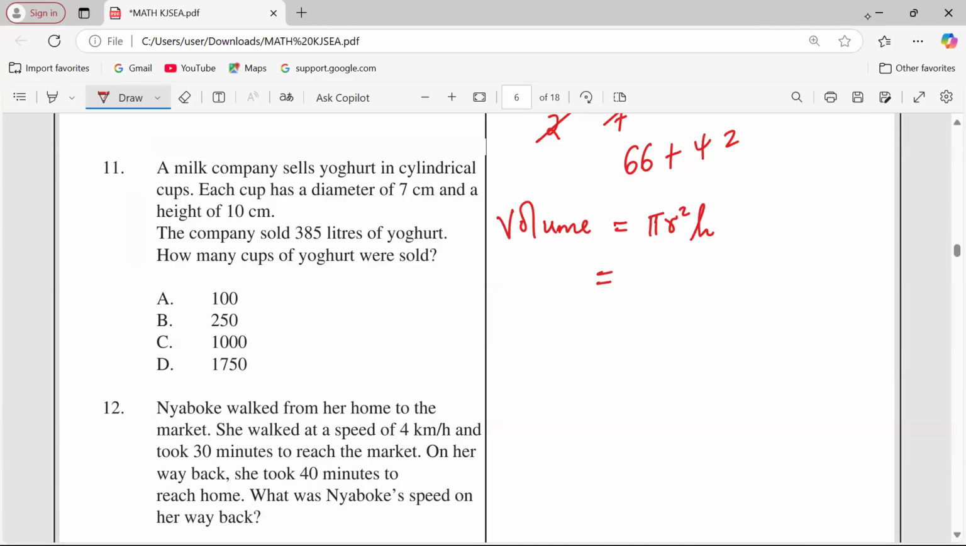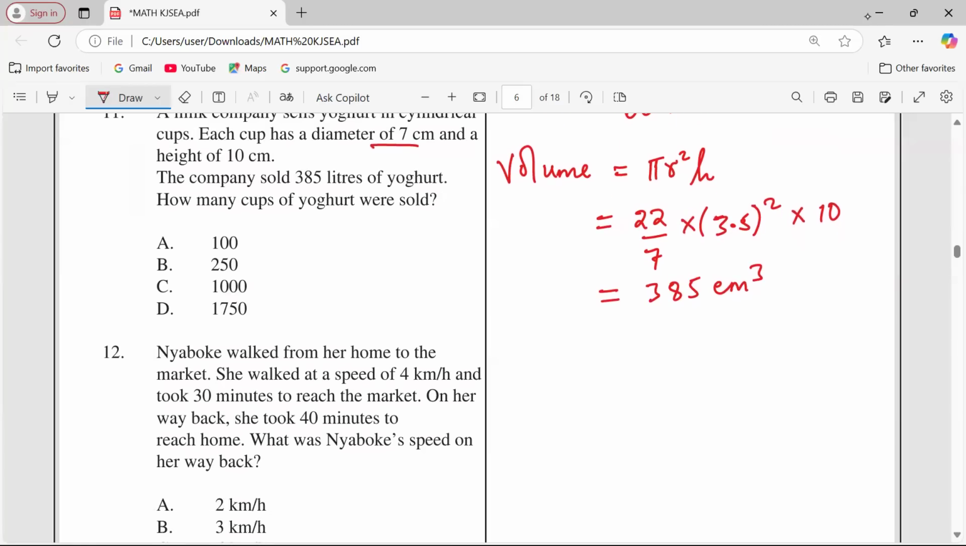Therefore, volume of this cylindrical cup is going to be 22 over 7, multiplied by radius squared. So 7 is the diameter, so we need to talk about 3.5 now, the radius squared, multiplied by a height of 10. So let me check this volume. 22 by 3.5 squared multiplied by 10, then over 7. 385 cubic centimeters. This one now can be converted into liters.